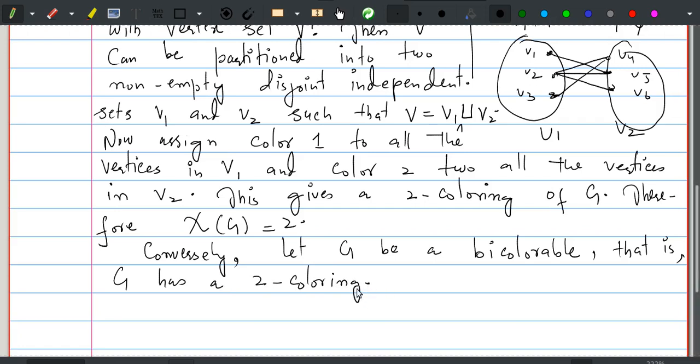Now what we have to prove is that G is a bipartite graph. That is, we have to partition V, the vertex set of G, into two disjoint independent sets.